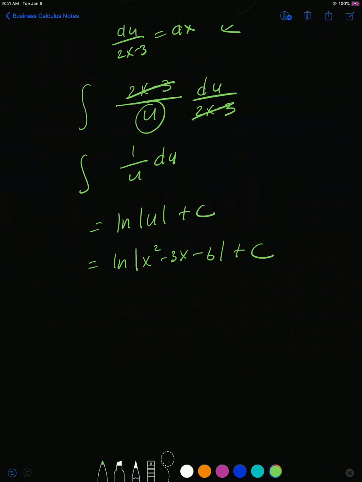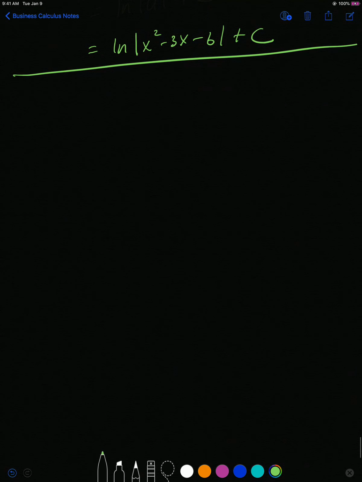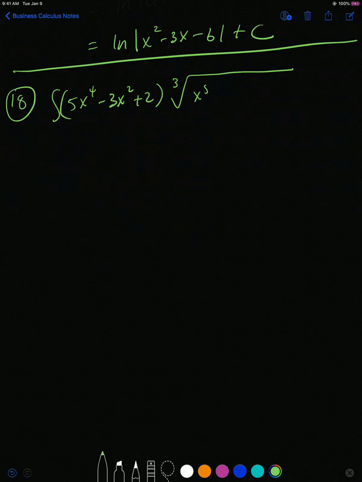Now, for number 18 and 19, it looks like I got the same question, but it wasn't meant to be the same question. I think I know what I wanted to do, so let's do them. Number 18 is, as stated, 5x to the 4 minus 3x squared plus 2, times the cube root of x to the 5 minus x cubed plus 2x, raised to the 5th power, dx.